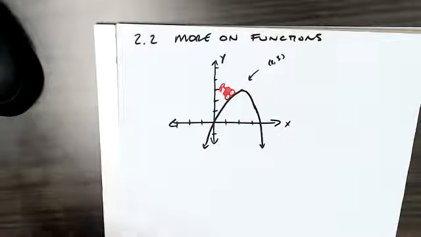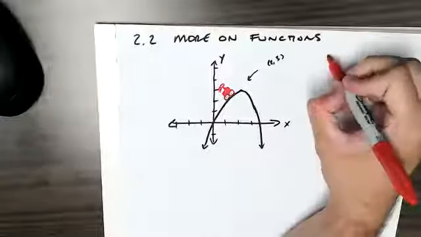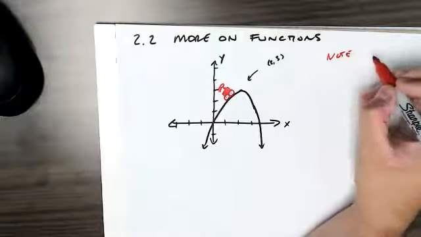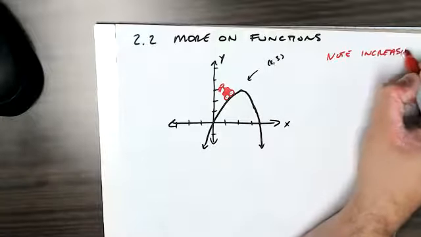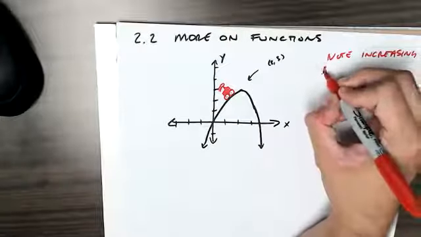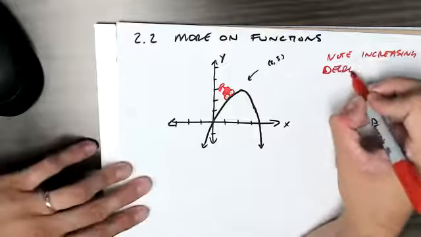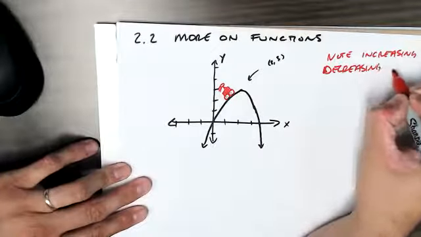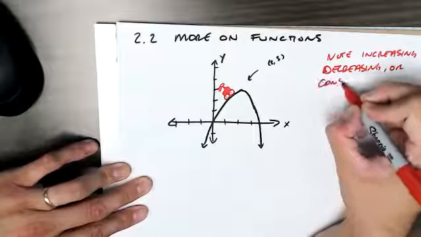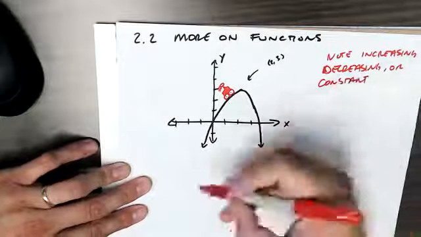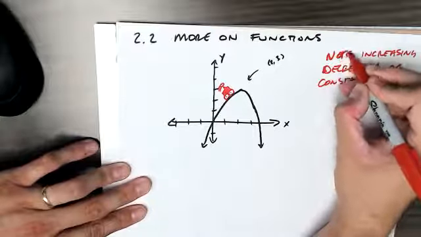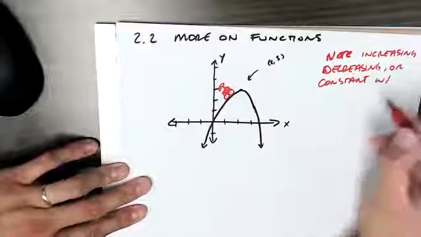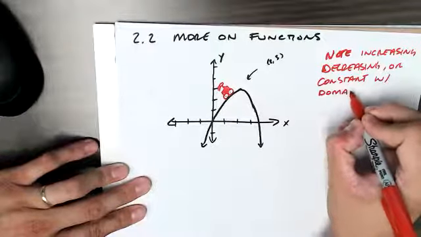But I'll tell you, we always notate increasing, decreasing, or constant. We'll talk about constant. That's not happening in this section or on this example. But we always notate increasing, decreasing, or constant with the domain, okay? With X values.